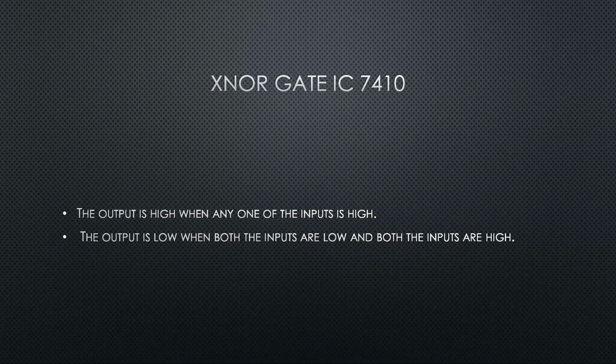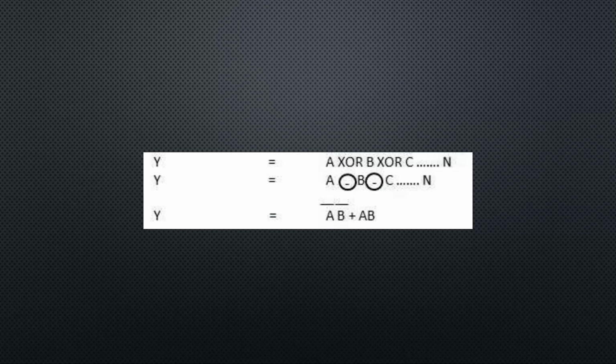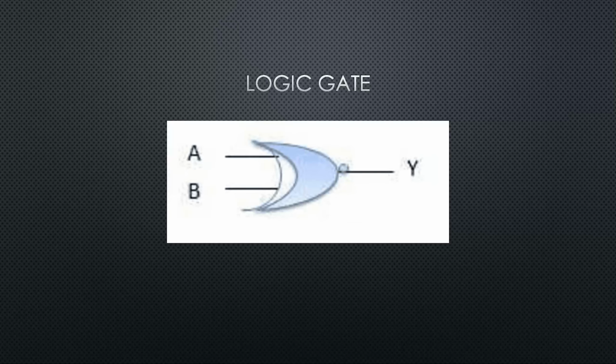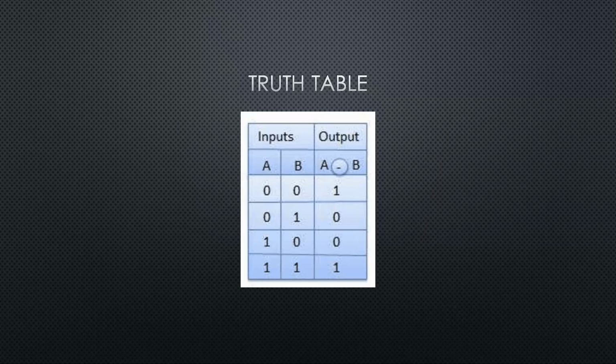XNOR gate, IC 7410. The output is high when one of the inputs is high. The output is low when both the inputs are low and when both the inputs are high. This is how it is represented. Logic diagram. Truth table.